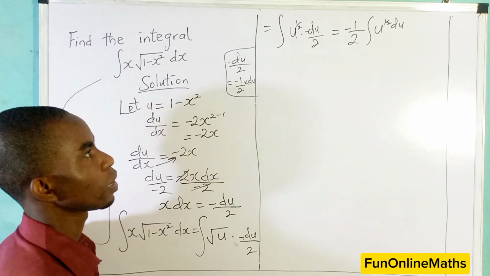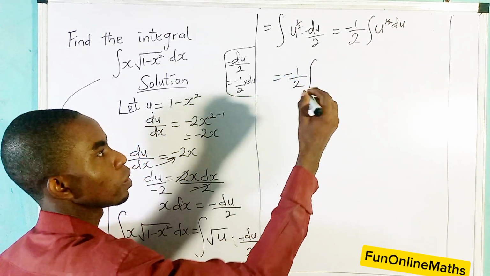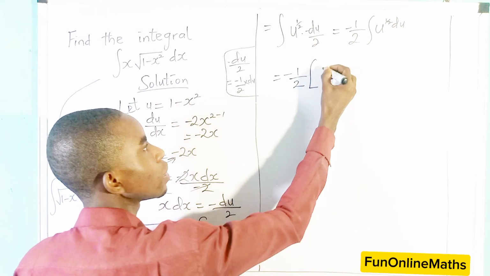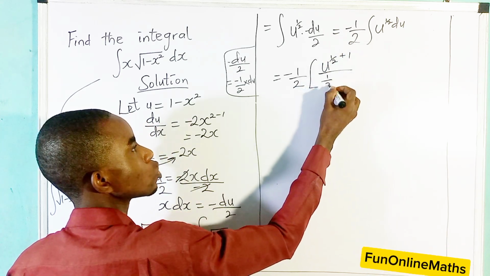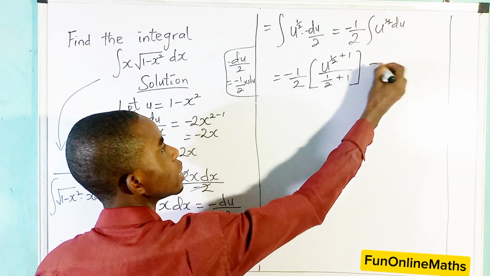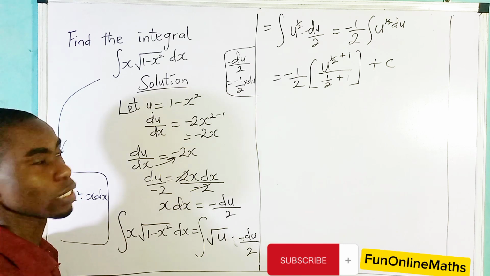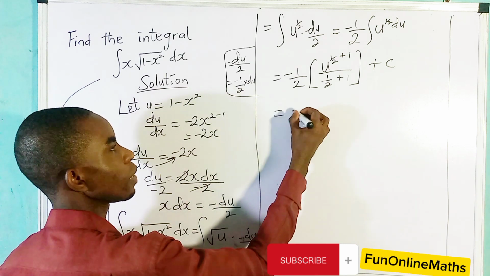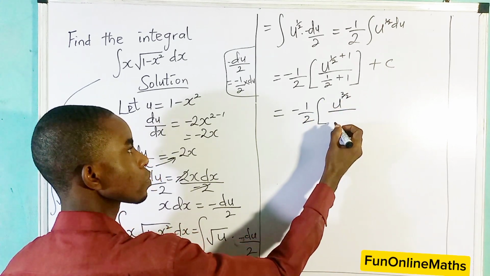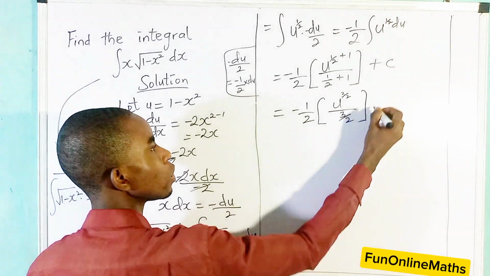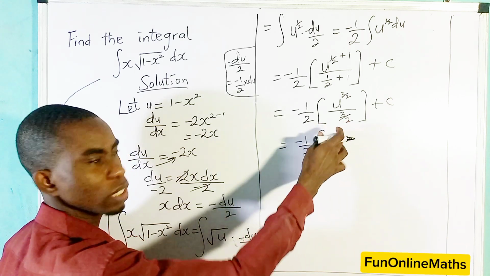Just integrate u. And when you integrate, you have minus 1 over 2 into, when you integrate, you add 1 to the power, remember? So that's u to the power of 1 over 2 plus 1, over 1 over 2 plus 1, and then you can have your constant term c. 1 over 2 plus 1 is the same thing as 3 over 2. And so this is minus 1 over 2 into u to the power of 3 over 2 over 3 over 2 plus c.